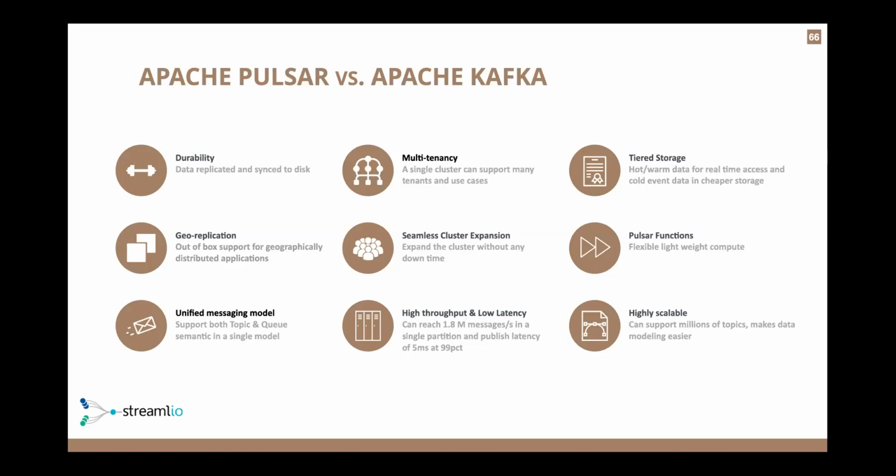Pulsar Functions is lightweight, flexible compute built on top for you. They have additional frameworks that sit on the side, like KSQL, things of that nature, but they're a secondary system running and sourcing the data. They really don't have the functional programming serverless model. There's just no equivalent that I'm aware of in Kafka. Unified messaging model: we support both streaming and queuing. Again, that's something that they just don't support.